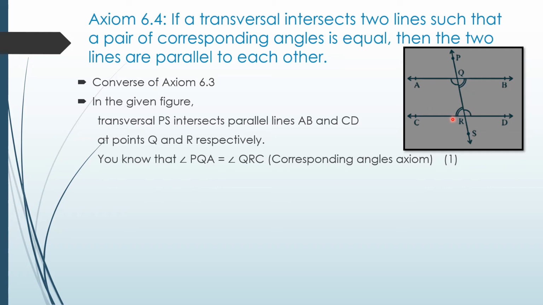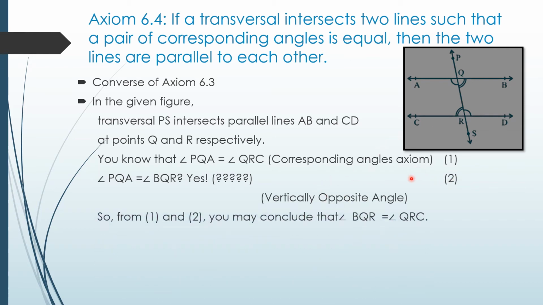So I can give this equation as 1. Now we know that PQA and BQR would be equal. Why? Because vertically opposite angles. And now from 1 and 2 you can see that angle BQR and angle QRC will be equal. Here you can see that PQA is equal to QRC and angle PQA is equal to BQR. So I can substitute QRC is equal to BQR. So angle QRC will be equal to BQR.